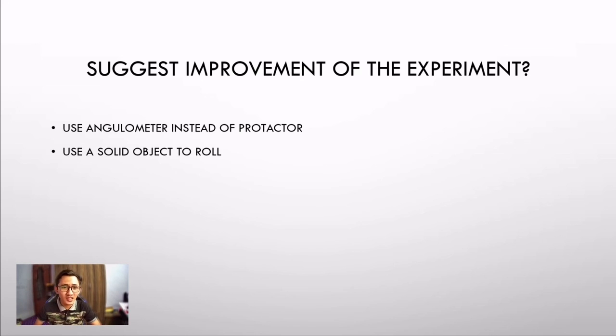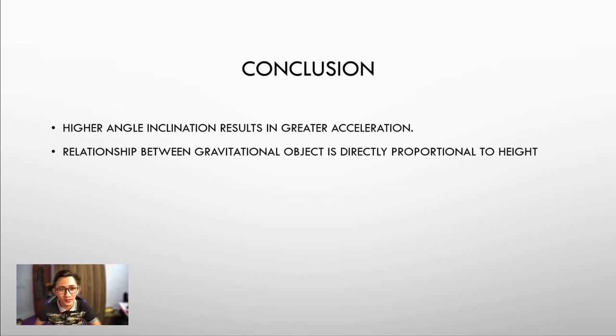Discussion number 13, suggest improvements to the experiment. I would like to suggest using an angulometer instead of a protractor to obtain a far more accurate exterior angle. The rolling object used must be a solid object without air occupying it.